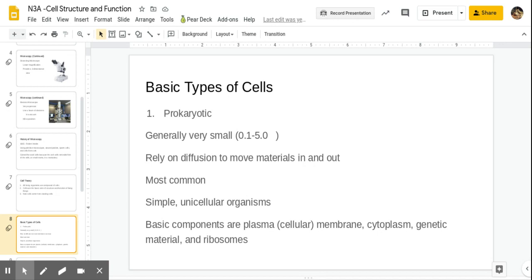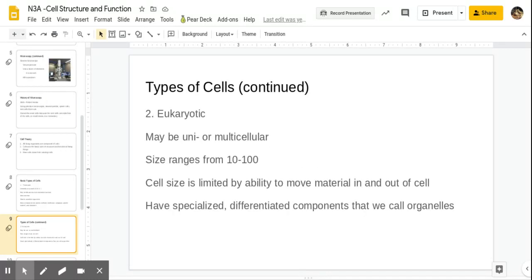The most common type of cell found on Earth is a prokaryotic cell. In fact, our body has more prokaryotic cells inside of it than we have cells in our body. These are going to be simple, unicellular organisms, and they have four basic components. And again, this is something you really need to know. We have the plasma or the cellular membrane, we have the cytoplasm, we have the genetic material, and we have ribosomes.